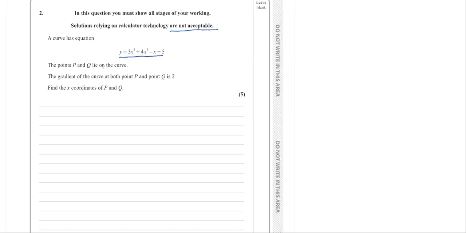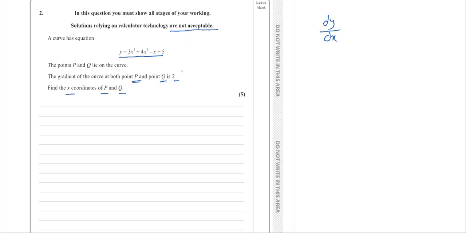The points P and Q lie on the curve. The gradient of the curve at both the points P and Q is 2. Find the x coordinate of P and Q. Now, it is given that the gradient of the curve at point P and Q is 2. And how do we take the gradient? Gradient is always taken by finding the dy over dx. We put the point in dy over dx and then we can get the gradient.